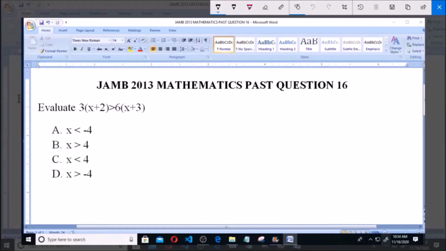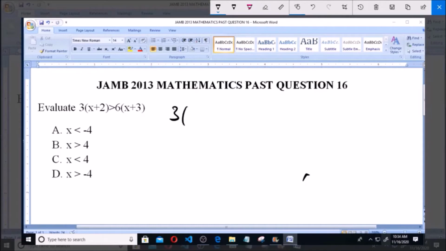Good day and welcome. I'll be answering JAMB 2013 Mathematics past question 16. Evaluate: 3 into x plus 2 is greater than 6 into x plus 3. Option A says x is less than minus 4. Option B, x is greater than 4. Option C, x is less than 4. And option D, x is greater than minus 4.